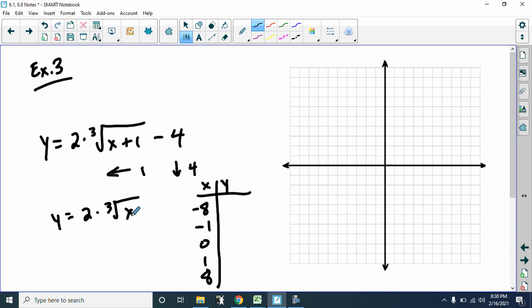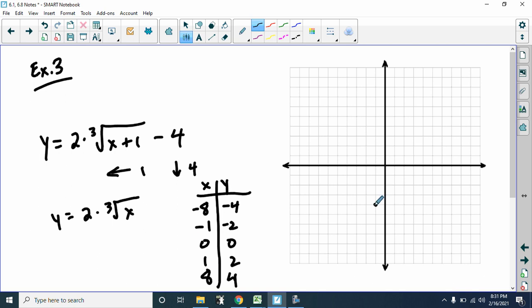And you are plugging them into the parent function. Cube root of -8 is -2 times 2. Cube root of -1 times 2. 0 times 2, 1 times 2, 2 times 2. Do your translation, left 1, down 4. And then from that translated point, you plot these points.